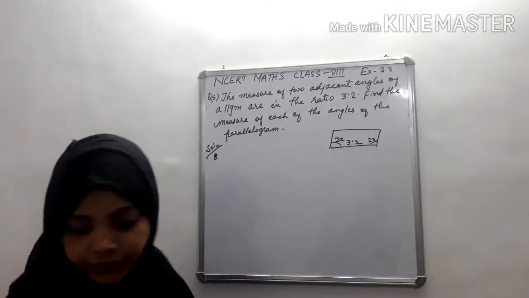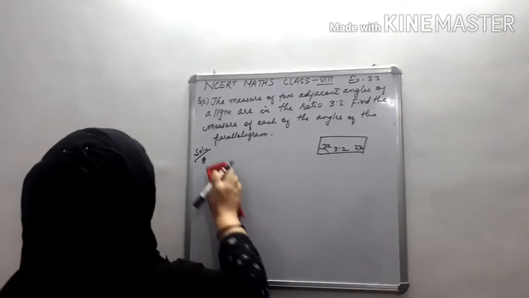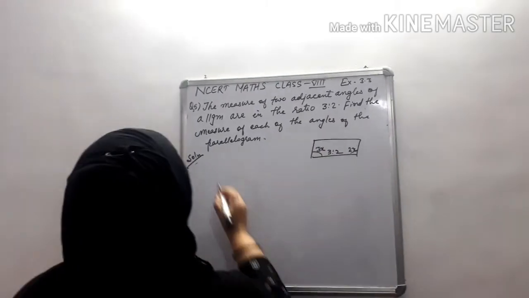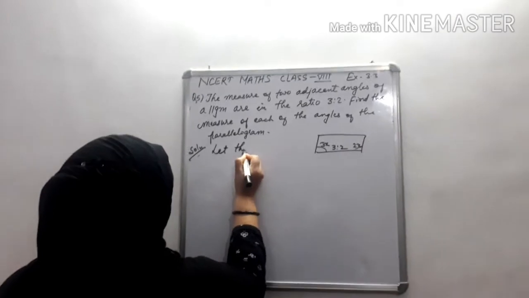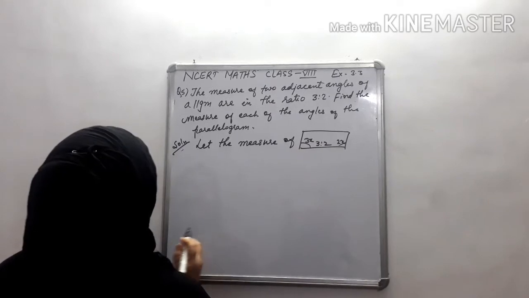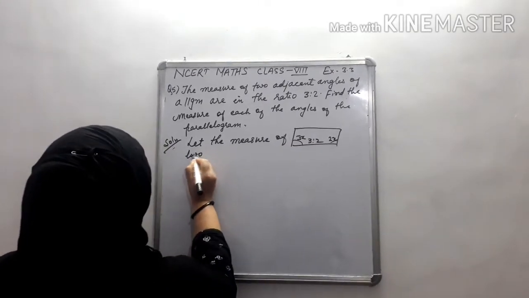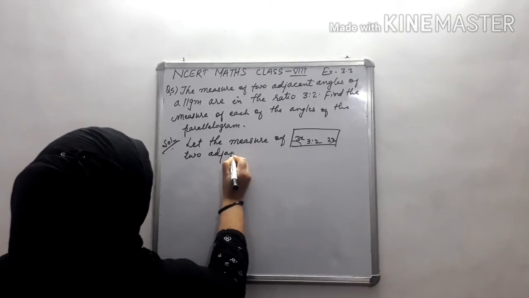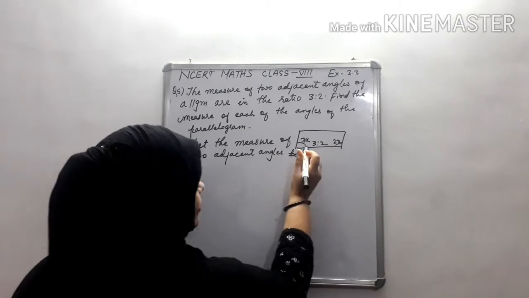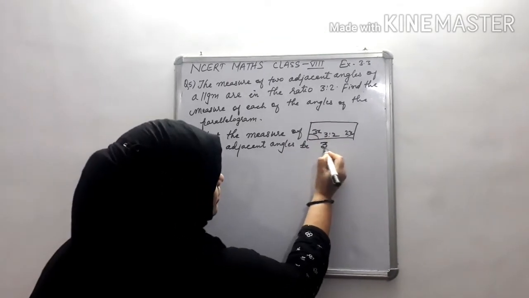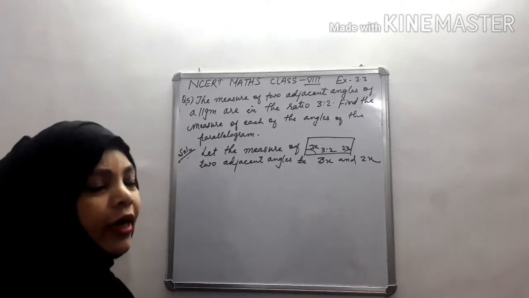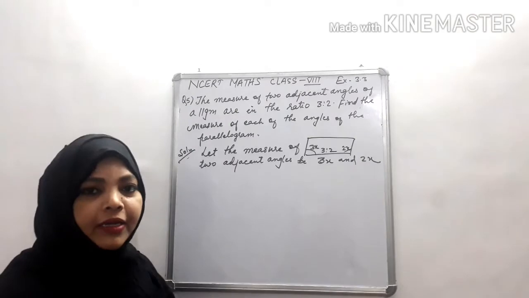Listen with me. Just look here. Let the measure of two adjacent angles be 3x and 2x. क्योंकि 3:2 ratio है, that's why 3x and 2x. You know I told you that the measure of two adjacent angles is supplementary, means 180 degree.